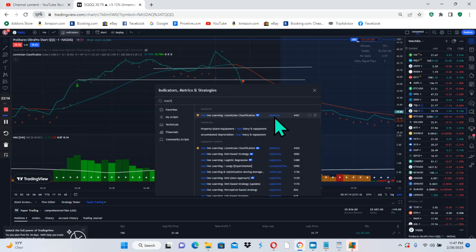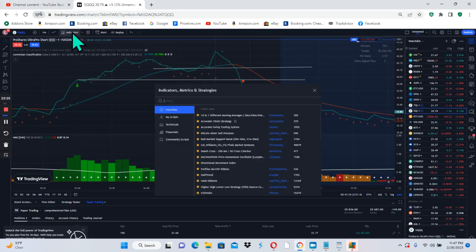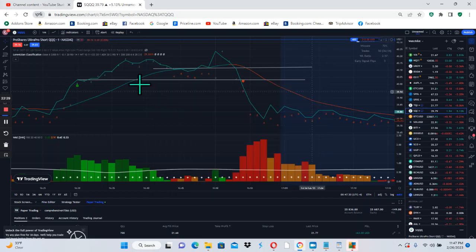But go to tradingview.com and then type in indicator and then go in the machine learning. So you would go here to indicators, right? And type in machine learning, and you would bring up the indicator, which you'll see here. And that's the one that gives you this green buy signal and this red sell signal.